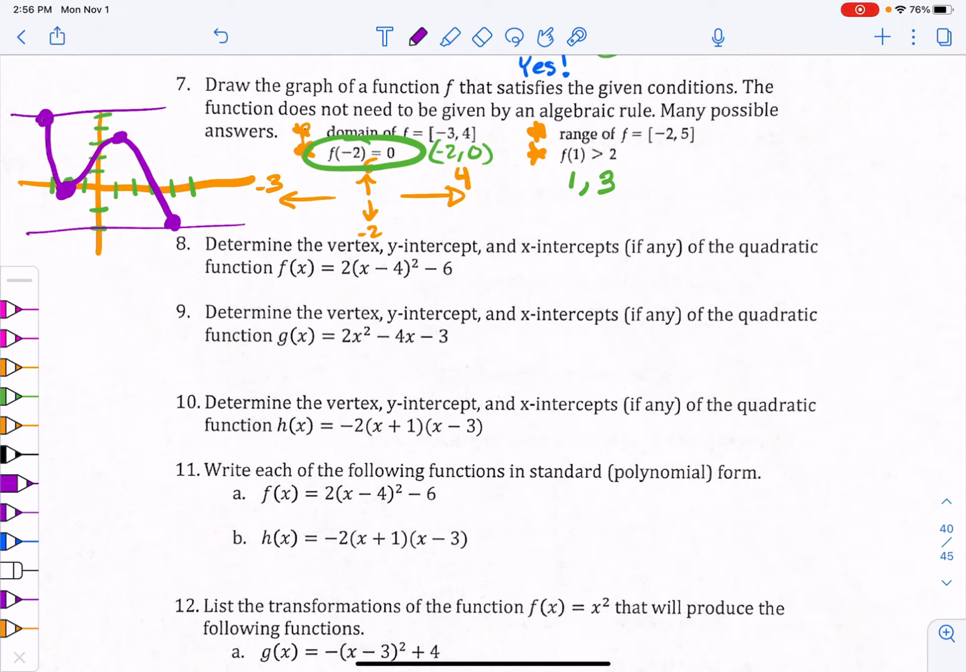So that's one example of what you could have done. It doesn't really matter. These endpoints don't have to be there. Maybe you put them down here and up here instead, and you get a function that looks like this. I don't care, as long as he's fulfilling all of those things, okay?